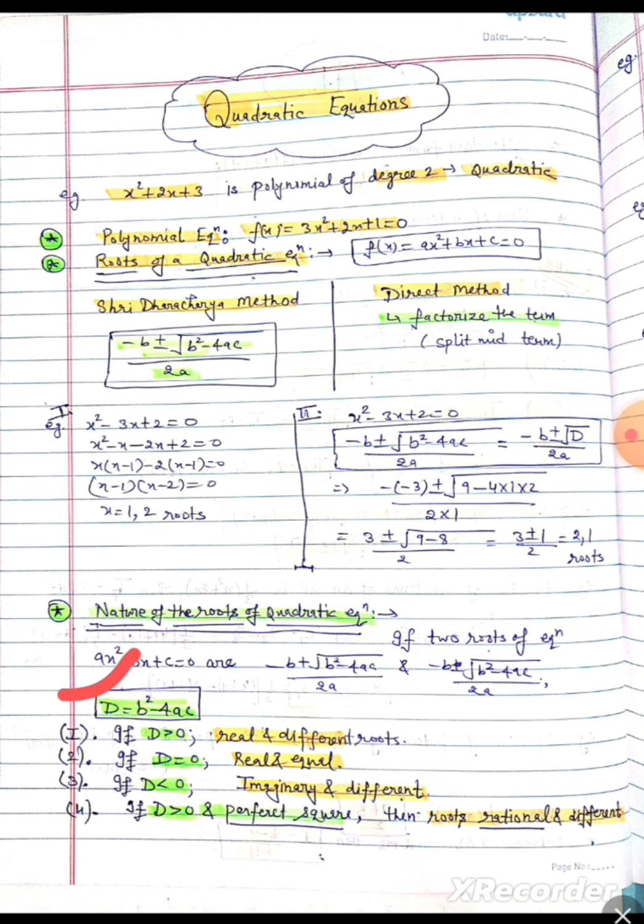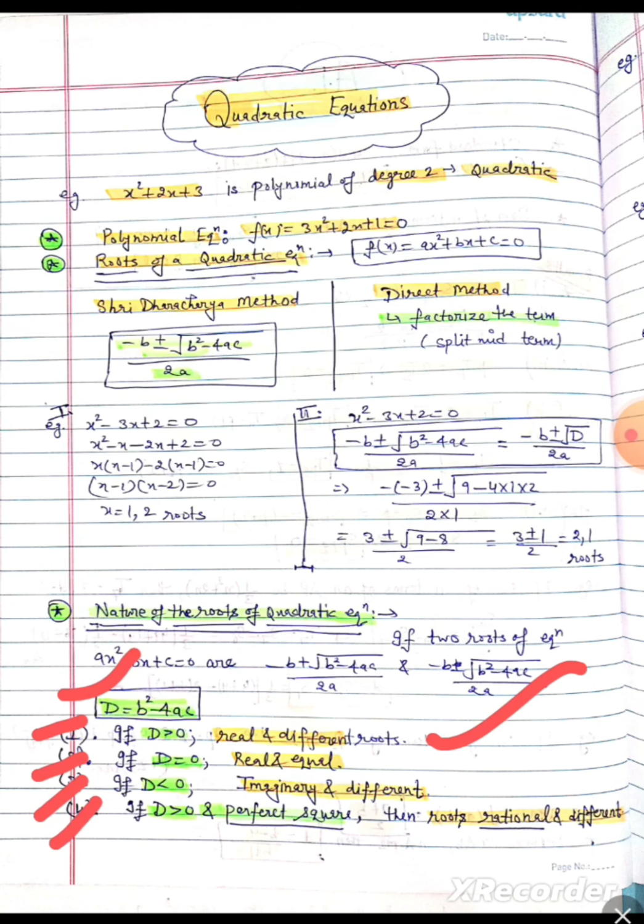Now you will find what the discriminant is here. Discriminant plays a very crucial role in this. Discriminant is b square minus 4ac. You can check the discriminant for the nature of roots. In first case, if you have discriminant greater than 0, then your roots are real and different. In second case, if your discriminant is 0, then your roots are real and equal. In third case, if you have discriminant less than 0, in that case you have imaginary and different roots.